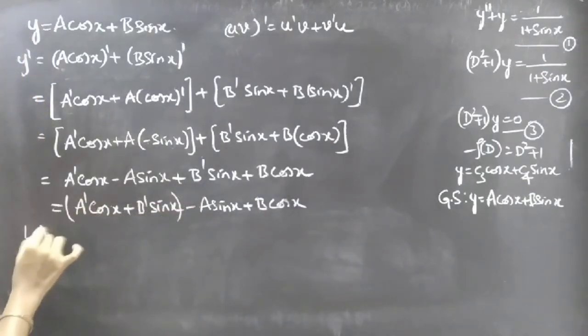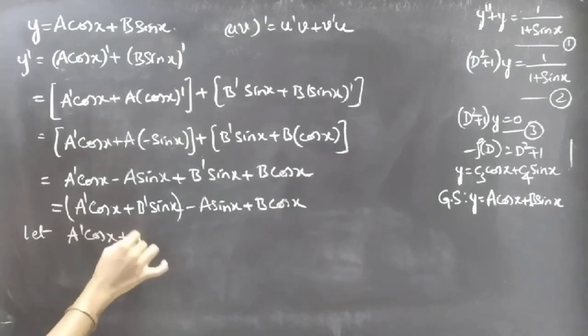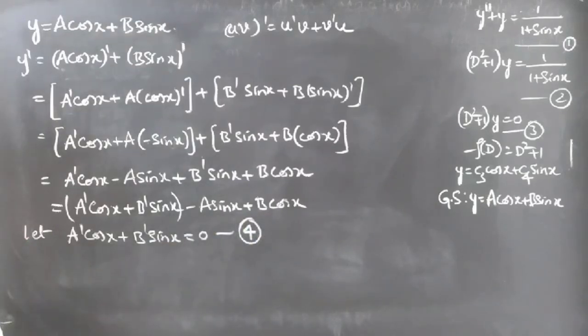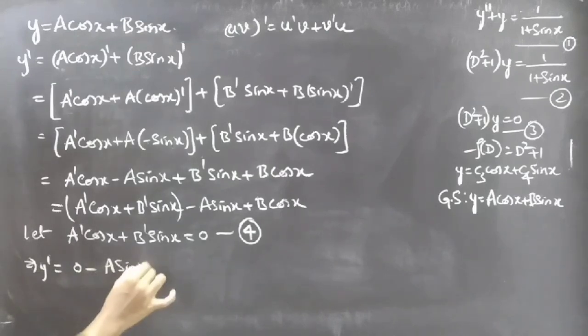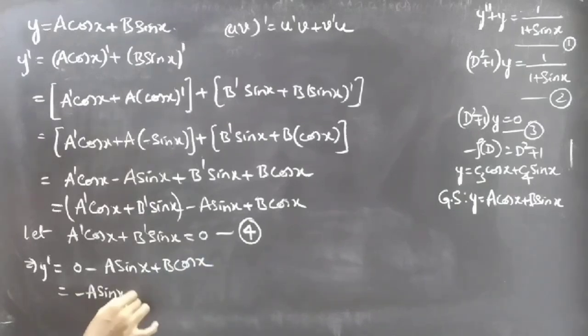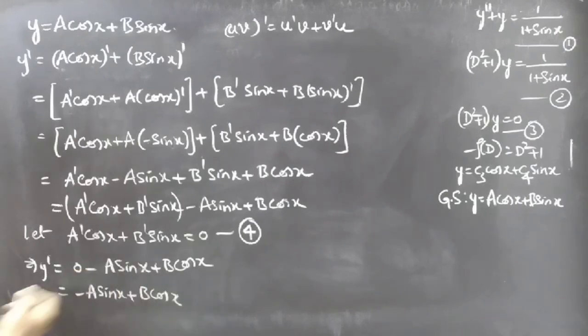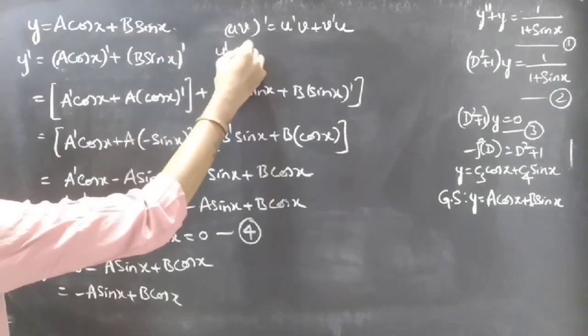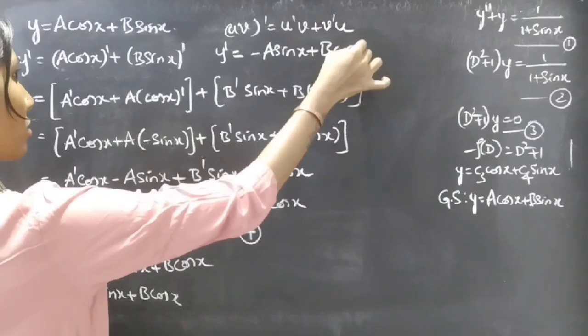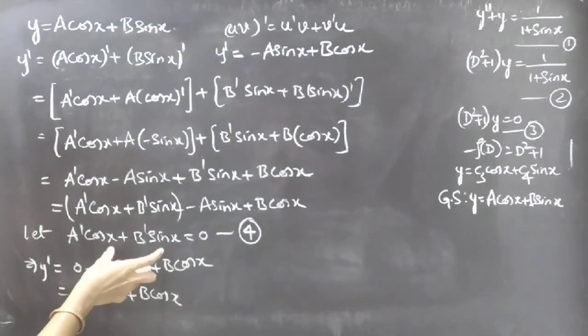Let a dash cos x plus b dash sin x equal 0, consider this as equation number 4, so that while finding y double dash, a double dash and b double dash will not appear, right? Then y dash becomes 0 minus a sin x plus b cos x, which is equal to minus a sin x plus b cos x. So we got y dash, right? Y dash equals minus a sin x plus b cos x. And we need this equation 4 to find a dash and b dash later.